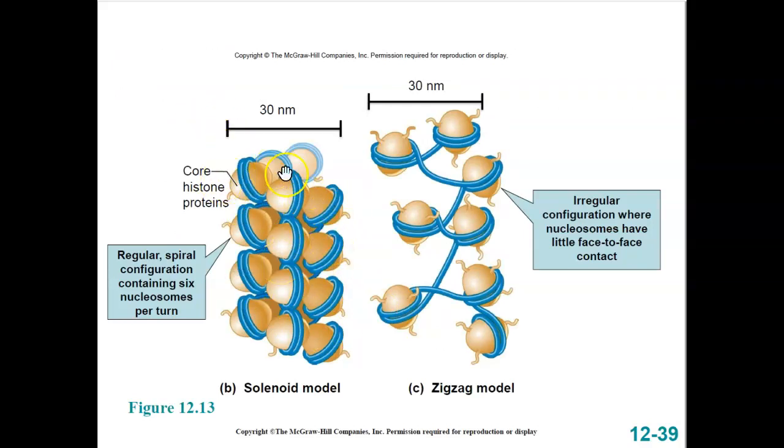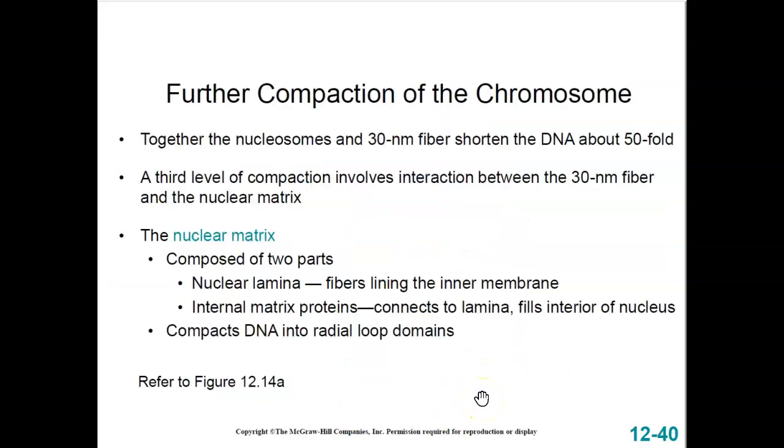The solenoid model is supercompacted DNA. So here would be core histone molecules with the DNA wrapping around it. Here you have the zigzag model. This is a little unusual. However, the cool thing about this is that you would have availability for these regions for transcriptional activation. So this is the difference between the solenoid model and the zigzag model.